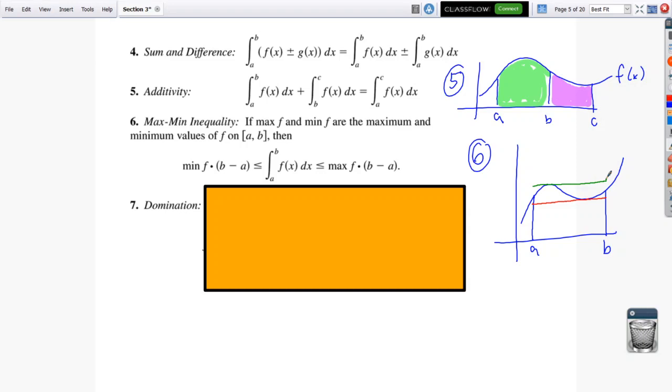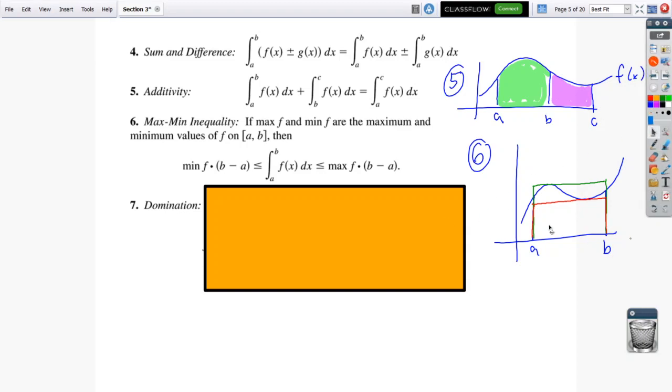All this theorem is saying is the area underneath that curve is in between the maximum times the width of the interval. Basically, what it's saying is we have a maximum rectangle. We also have a minimum rectangle, where we have the min times b minus a. That area has to be somewhere in between the maximum rectangle and the minimum rectangle.